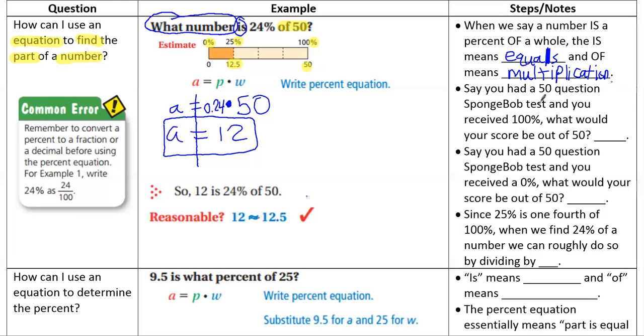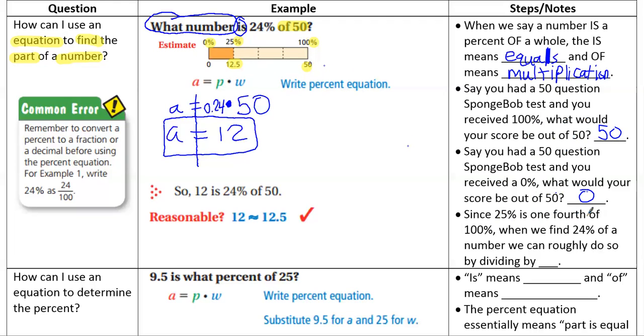Okay, say you had a 50-question SpongeBob test and you received 100%. What would your score be out of 50? Well, 100% is 50. Say you had a 50-question SpongeBob test and you received a 0%. It was a tough one, all right? It was just not your day. What would your score be out of 50? 0. That's right here. 0 is 0%. 50 is 100%.